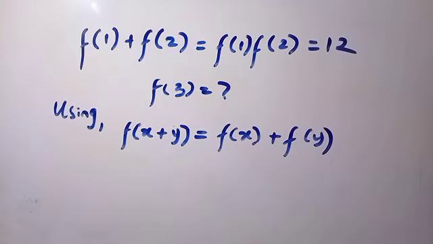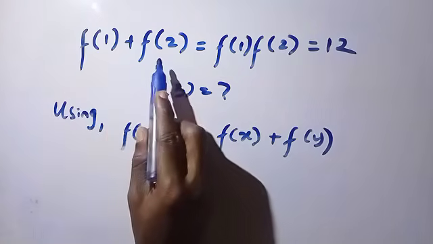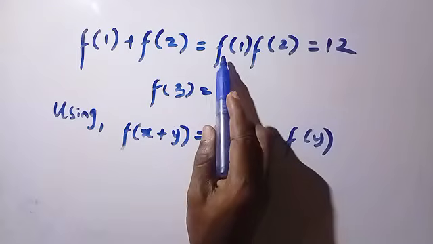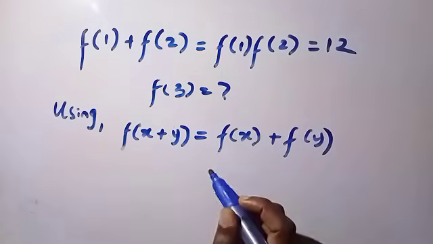The question says use f of x plus y equals f of x plus f of y. This is a Cauchy equation, and we are given f of 1 plus f of 3 equals f of 1 multiplied by f of 2 equals 12.